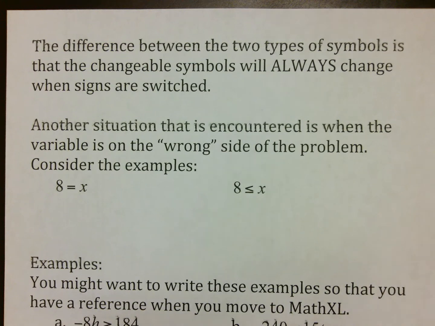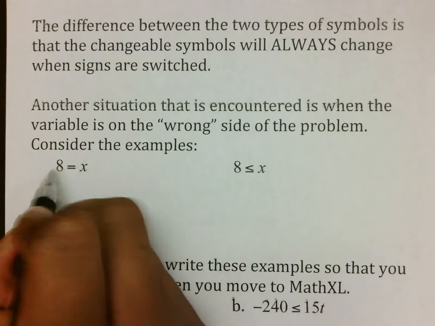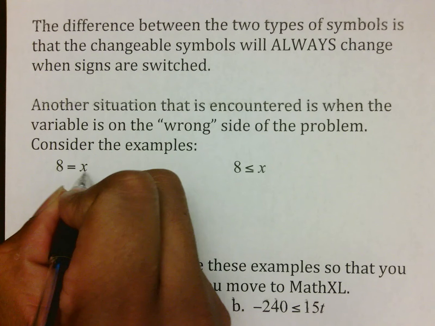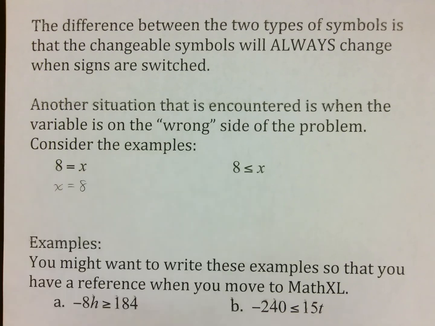Another situation that is encountered is when the variable is on what we would call the wrong side of the problem. Considering the examples, if I had 8 equals x and I don't want the x on the right side, then what I would do is bring my x over, put down my equals, and write my 8, and it would be the same as x equals 8, which is why some of you asked me, is it okay if I write it this way? I said yes, because again, equal sign is a consistent symbol, so it does not change.